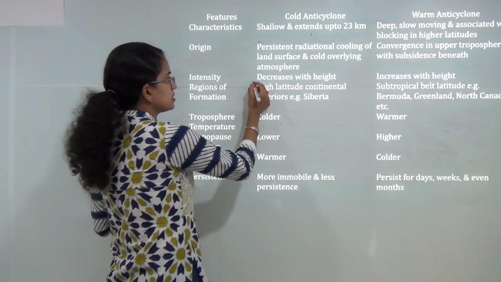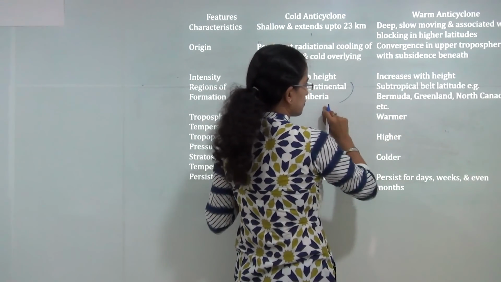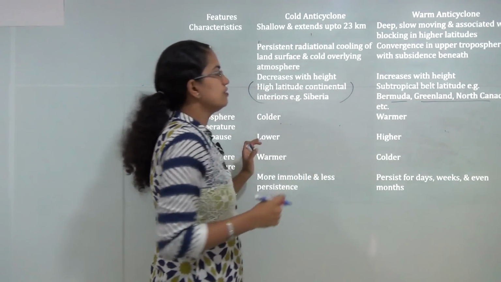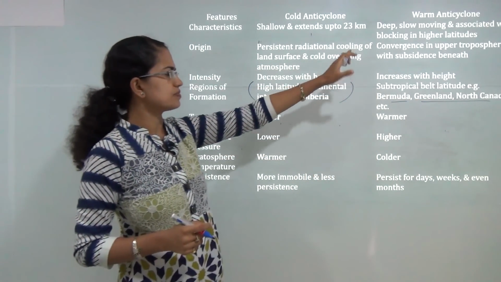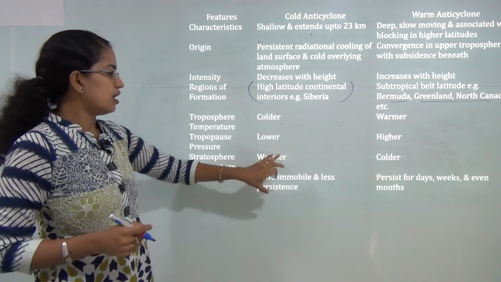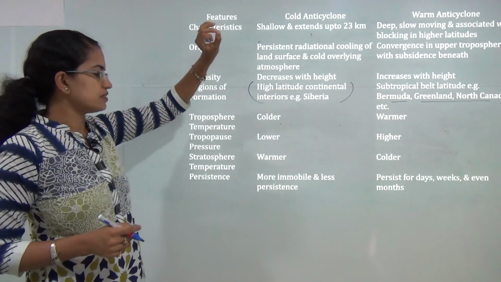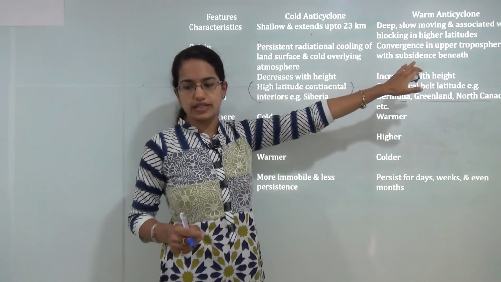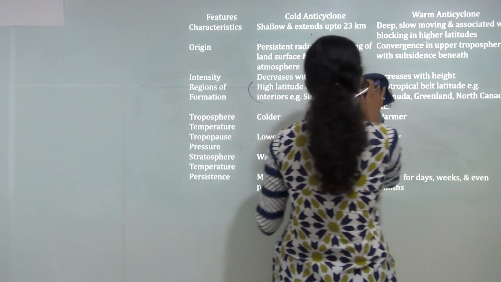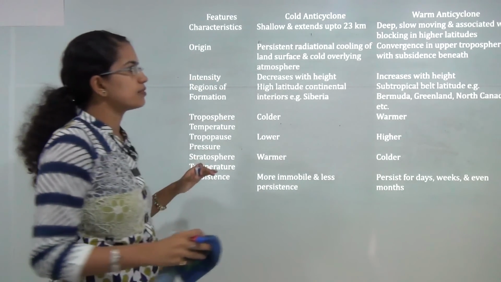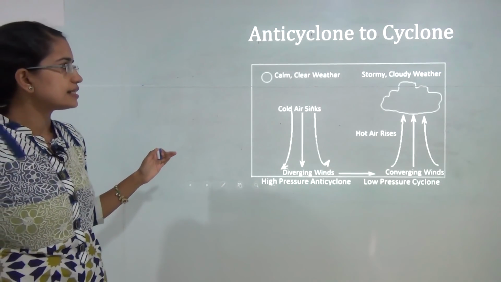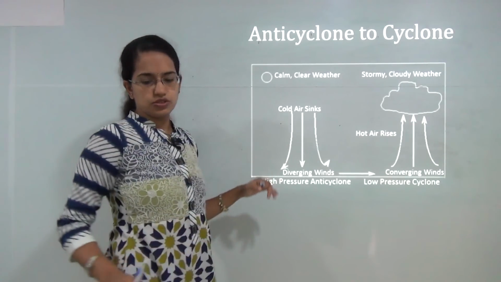Then you have the regions of Siberia where you would have cold anticyclonic conditions, in contrast to Bermuda, Greenland and North Canada, which would be the regions of the warm anticyclonic conditions. Then you would have the cold anticyclone, which is less persistent as compared to the warm anticyclonic conditions. However, the cold anticyclonic conditions are more or less immobile, and they extend for up to kilometers and kilometers of dimension. The next is anticyclonic conditions to cyclonic conditions.